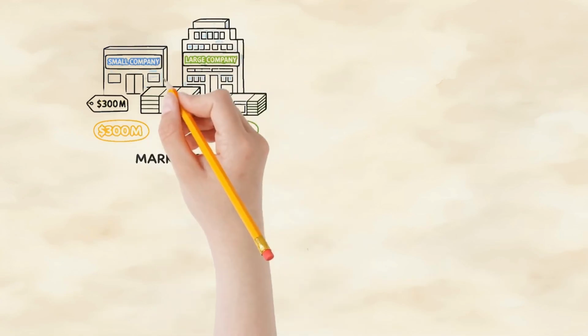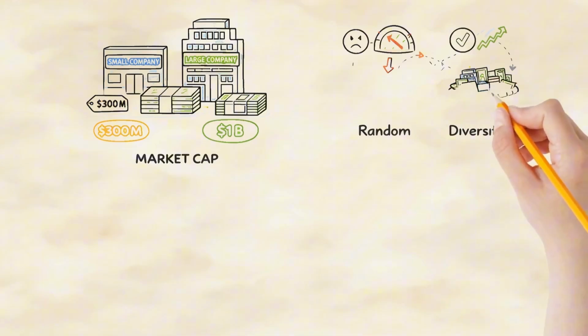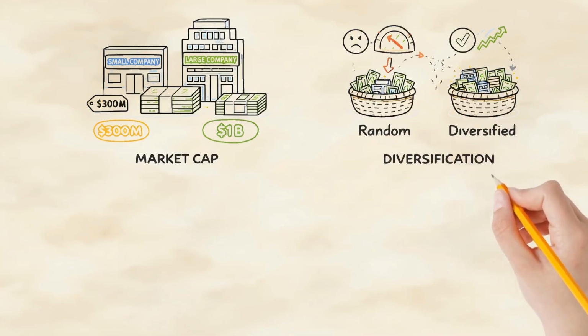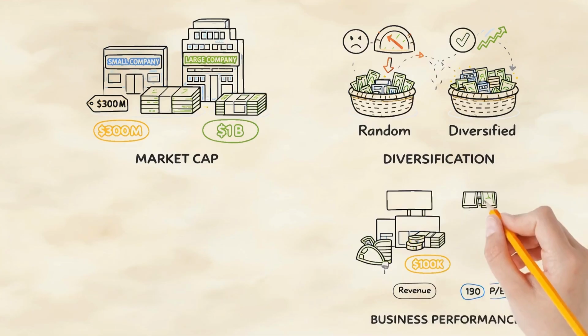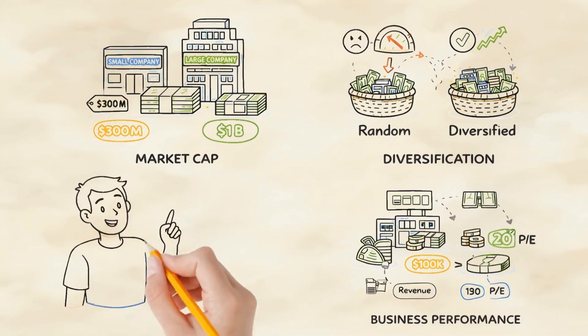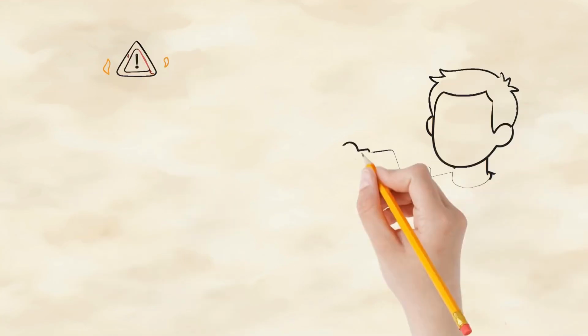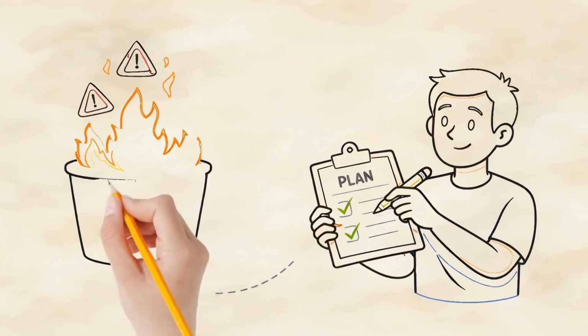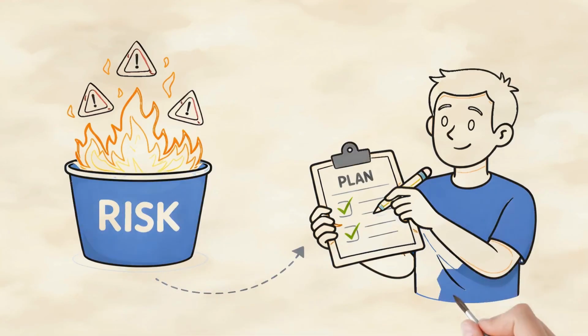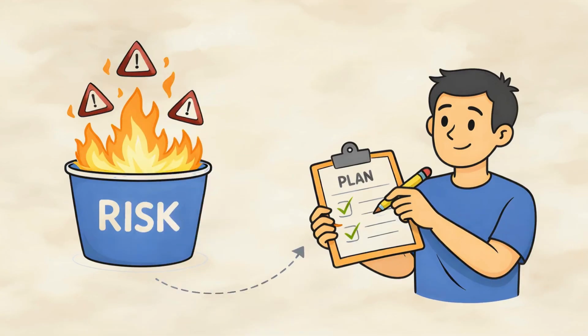Mini summary for bucket 2. Market cap tells size, indexes and ETFs explain the market. Diversification reduces single company risk, and revenue, earnings, margins, dividends, and P/E help you interpret business performance. Now, bucket 3, risk and your plan. This is the part that prevents beginner mistakes.